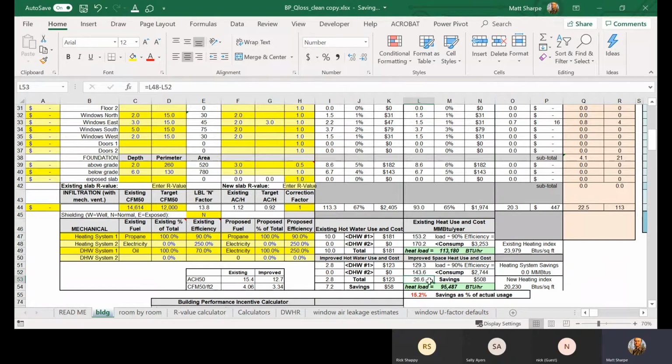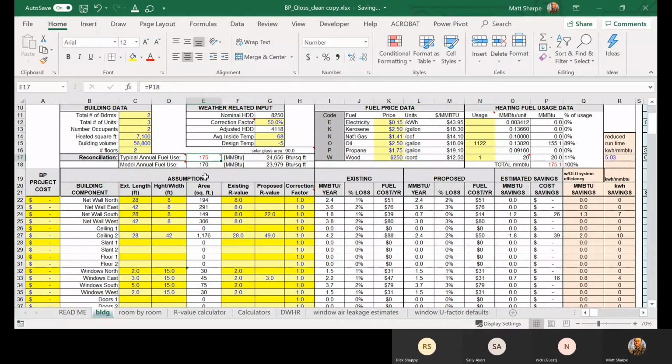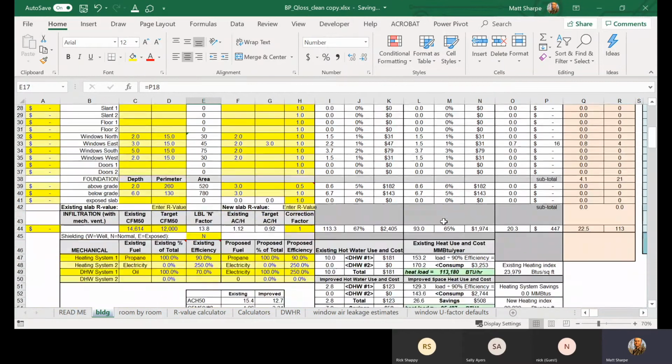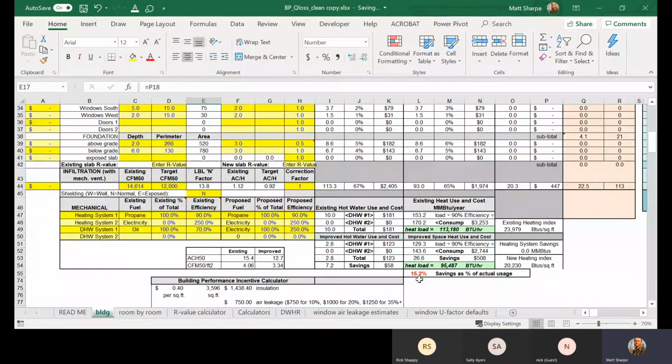So 26.6 million BTUs savings here. Looking back at usage, that's 15% of actual usage. Again, that number comes from up here. How did we get that model so accurate? That's great. That's what it should be like. So this model is saying, hey, 15% savings for that scope of work.